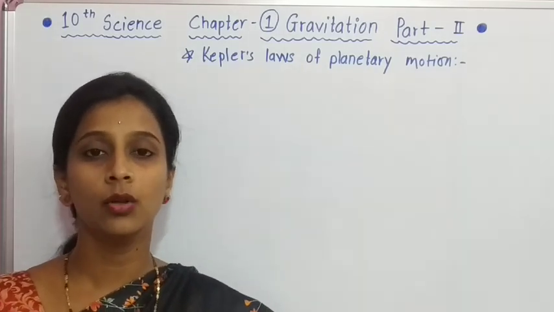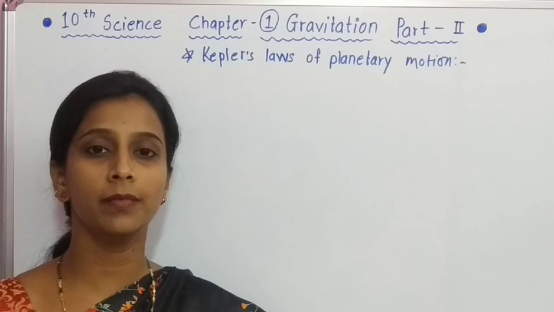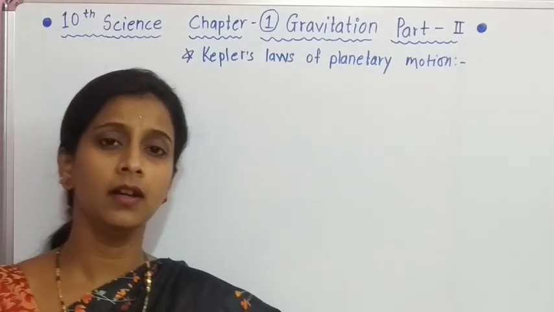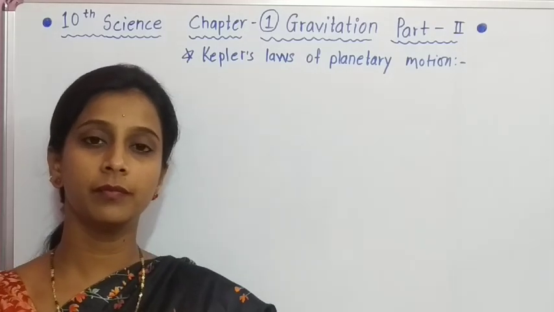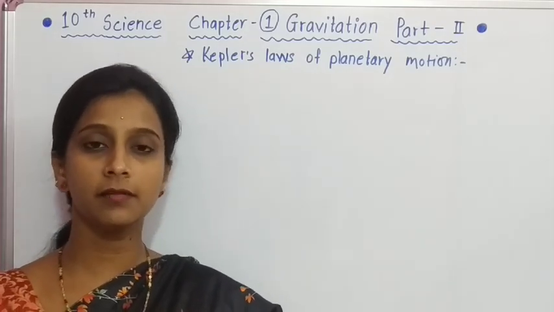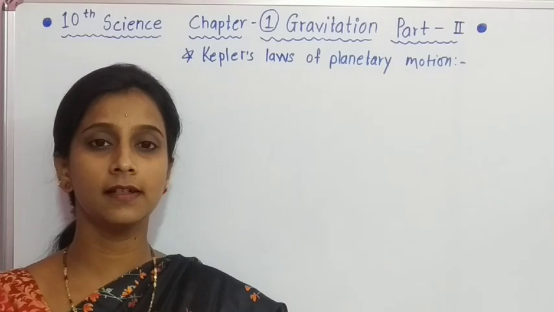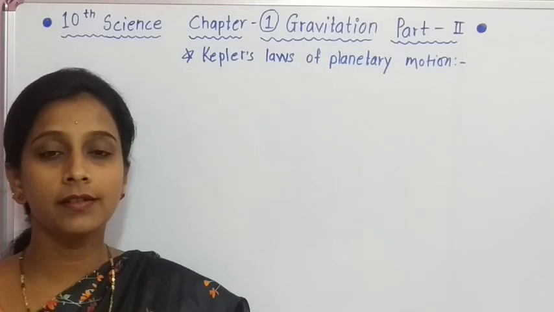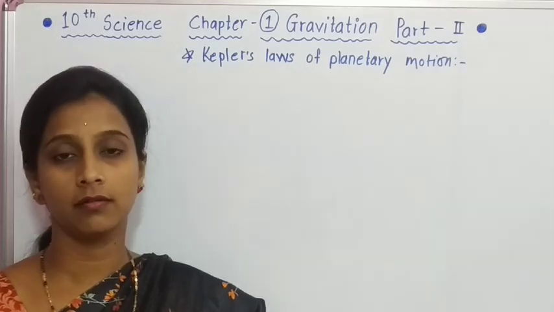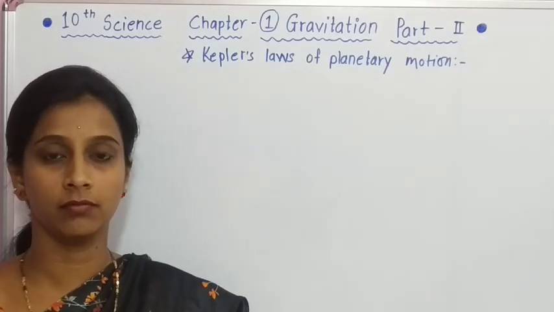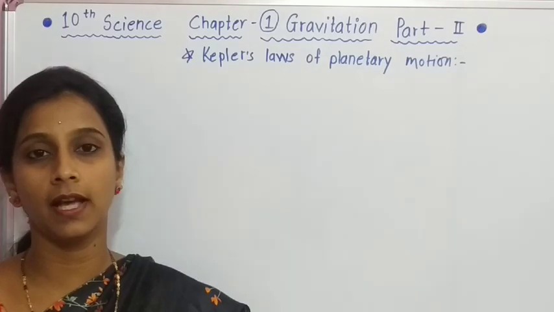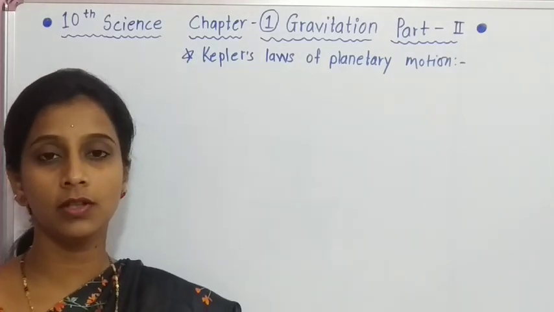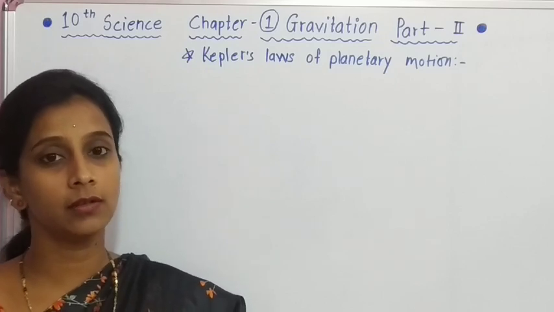At that time, no advanced equipment was present to study the space. They collected some data and put forward some theories too. And after some time, by analyzing their data and theories, the scientist Johann Kepler derived some laws regarding planetary motion. And these laws are well known as Kepler's laws of planetary motion. So students, today we will learn about these laws.